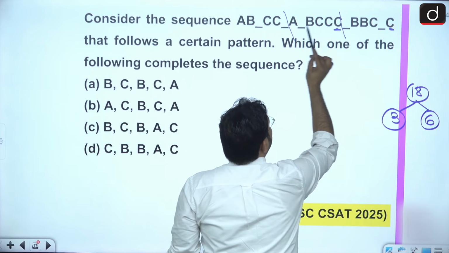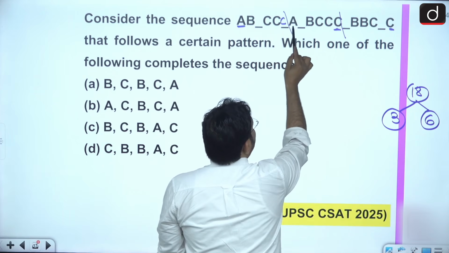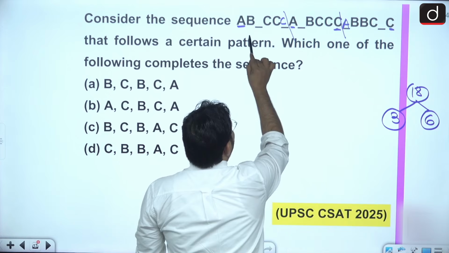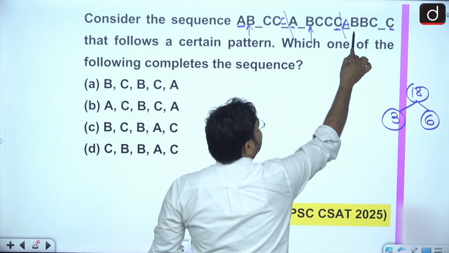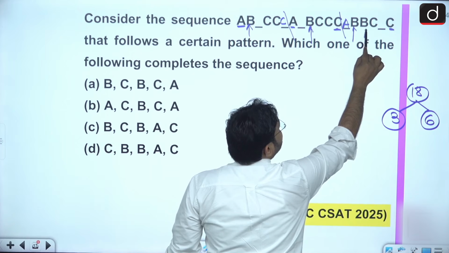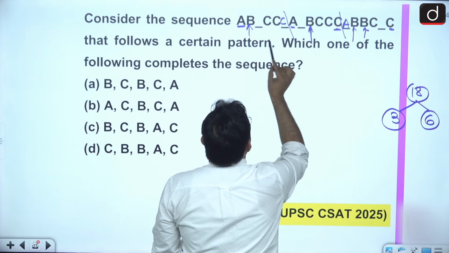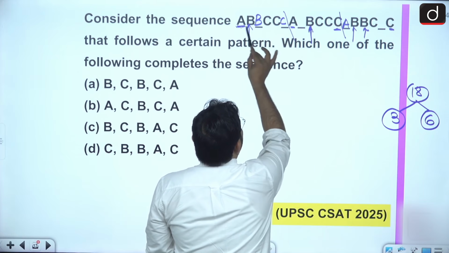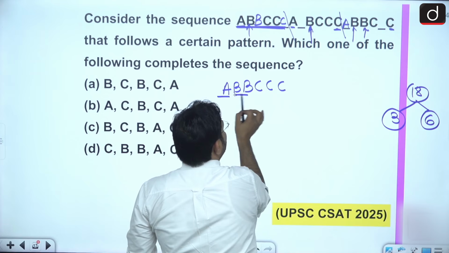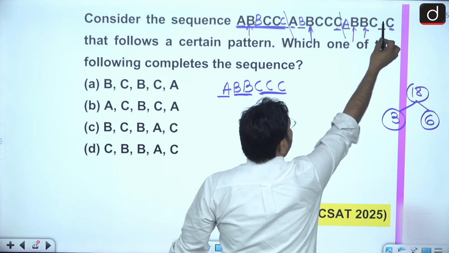The last letter is C here. So last letter should be C. First letter is, so first letter should be A. Second letter is B, then third letter is B. Third letter here is B, and third letter here should be B. So we got the complete part: A, B, B, C, C, C, or you can say A, double B and triple C. So in the same section also A, double B, triple C, A, double B, triple C.